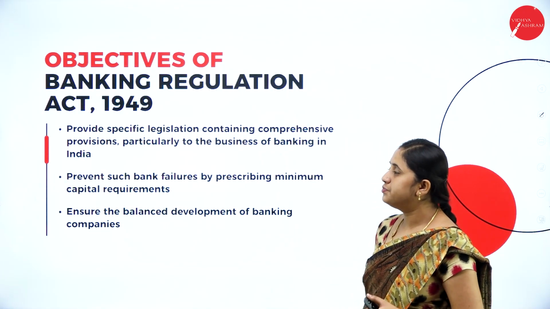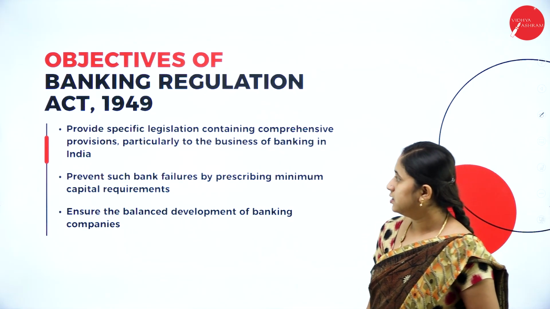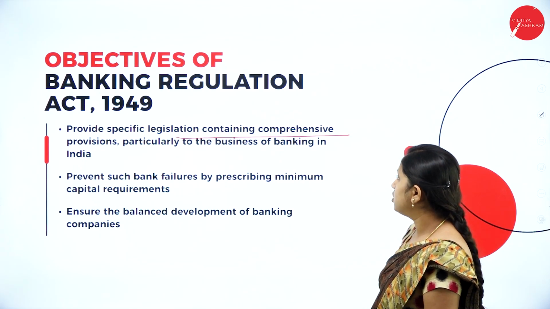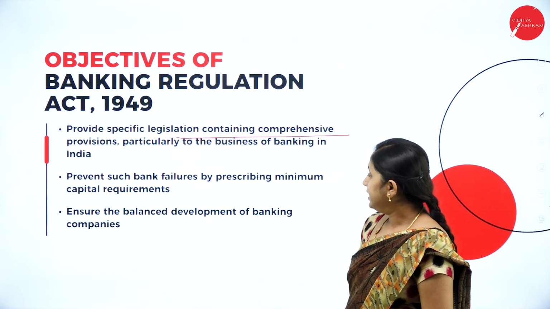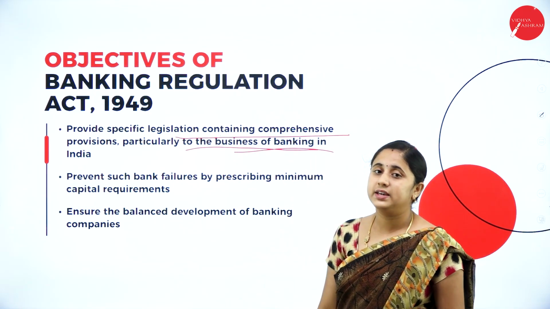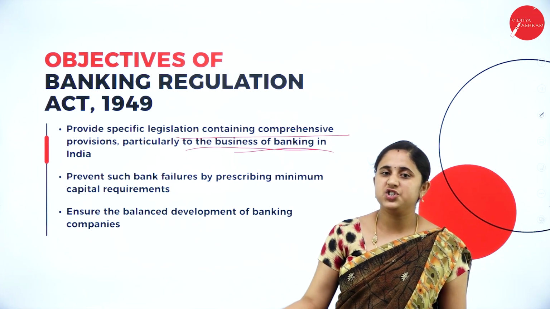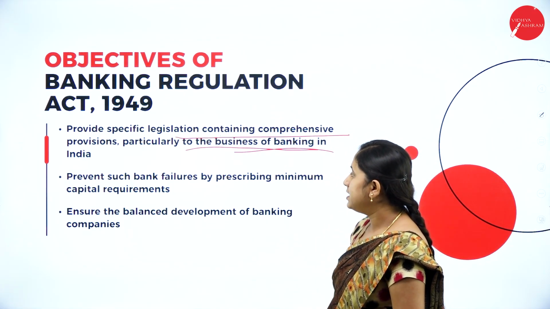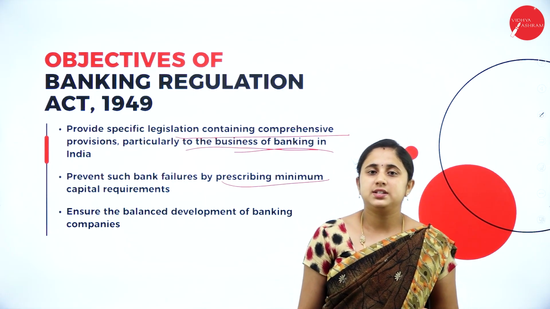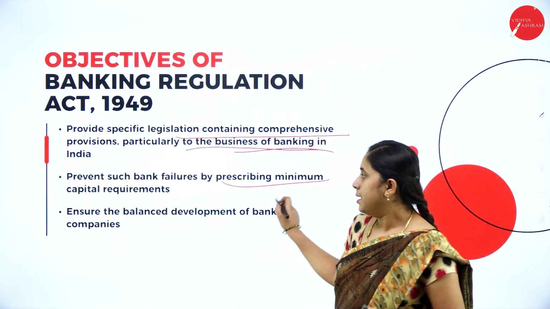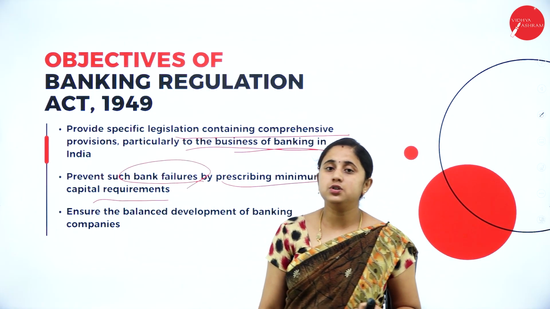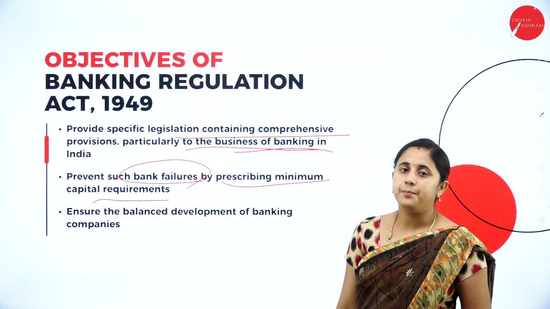So moving further, what are the objectives of this Banking Regulation Act 1949? It provides specific legislation containing comprehensive provisions particularly for the business of banking in India, with provisions, rules, regulations and guidelines for the banking sector. It prevents bank failures by prescribing minimum capital requirements. Through this act, RBI requires minimum subscription and minimum paid up capital in order to start banking activity, so that it prevents failures in the banking sector.